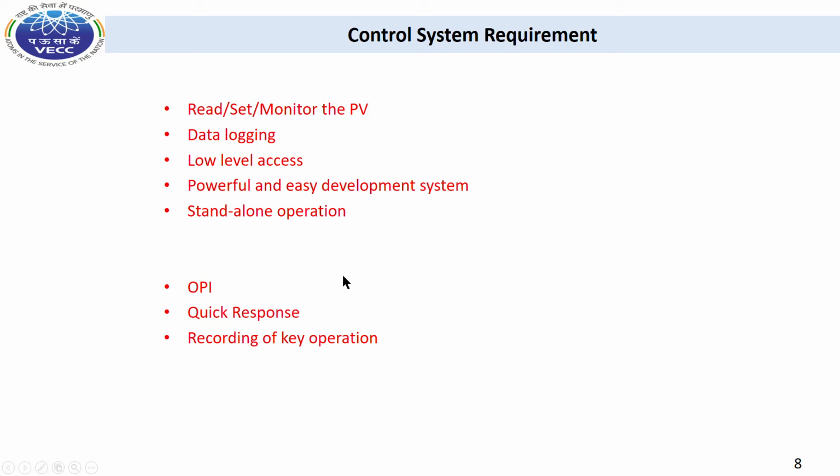OPI is the operator interface. It should have a very rich operator interface. There should be meter, command button, slide bar, soft knob, chart and trend, that is real-time charting facility. Obviously, the system should have a very quick response and it should record key operation for use in automation or for audit.